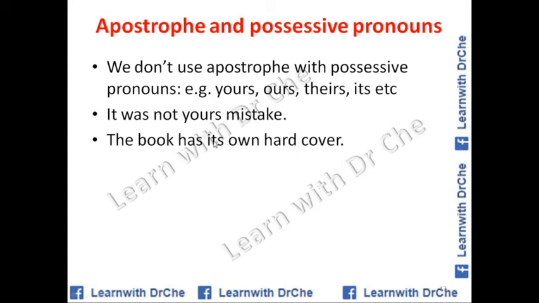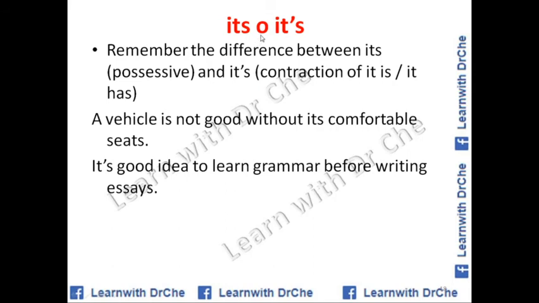The book has its own hardcover. We use it's or its. Remember the difference: its is possessive, and it's is a contraction of it is or it has. A vehicle is not good without its comfortable seats. It's means it is or it has. In this situation, it's a good idea to learn grammar before writing essays.